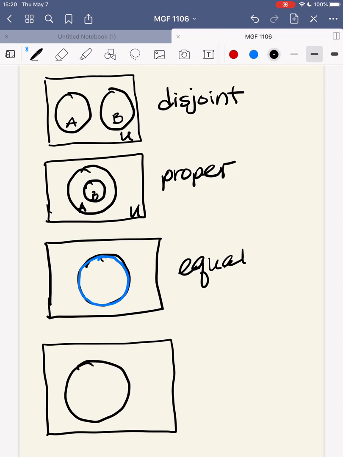where I have one set A, a set B, and the universe, and they have a little bit of something in common. It could be a little, it could be a lot, we don't know. All right, and so this is the most common Venn diagram you're going to have for sets, this idea of where they overlap at some point. All right.